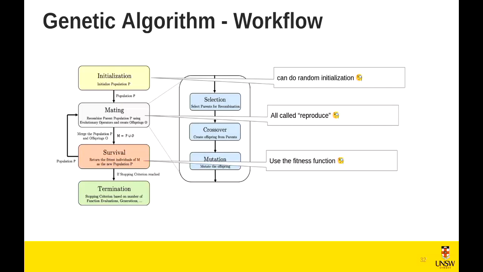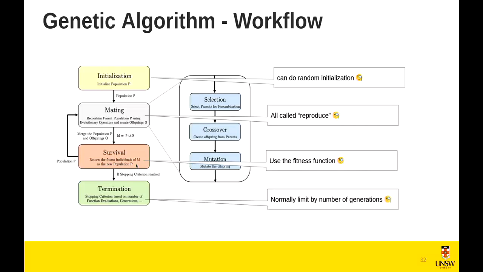And then the next step is the survival. This is to calculate the fitness score for each one of the individuals in the population, and then we kill all the individuals with lower scores. So we can define the level of scores to keep. So we can use the fitness function to do the survival check.